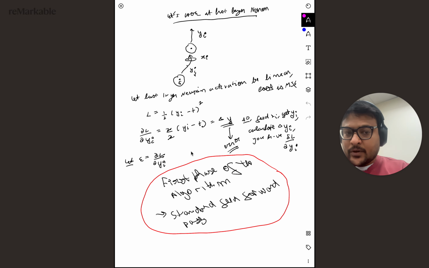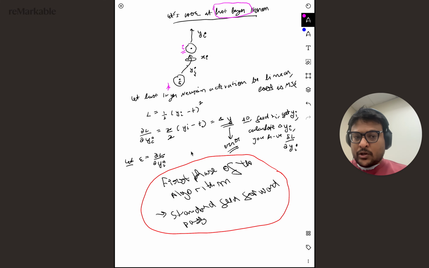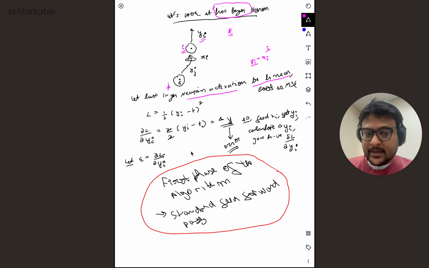So let's say that for a moment you are looking at the last layer of a neural network, and that neuron is neuron i, and it's connected to the neuron j, which is in the layer just before it. Your neuron is going to output some activity yi, and let's say you have a target T. In this case I am assuming that the neuron activation is linear. So for the neuron i, whatever input goes in is whatever output comes out, and then the loss is given by the MSE loss.